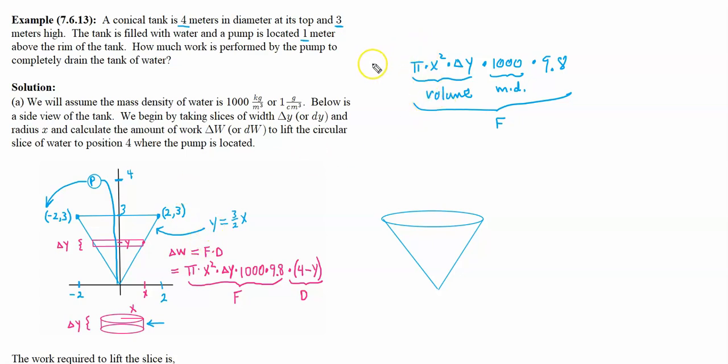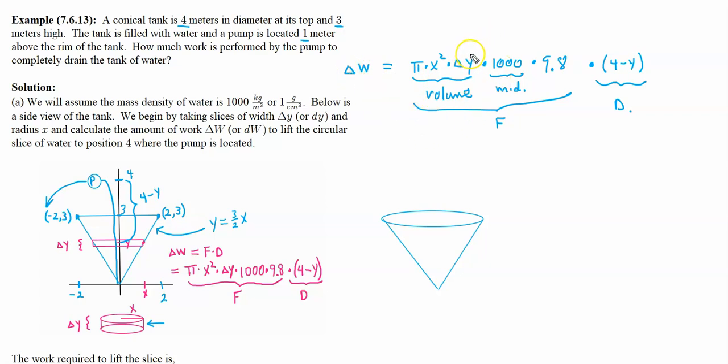Now, work equals force times distance, so if we multiply this by the distance we have to lift it, the distance is going to be that distance right there, which is going to be 4 minus y. So if we multiply that by 4 minus y, then this is the distance, d. This is how much work it's going to take to lift that little slice, and we'll call it our small change in work, or delta W.